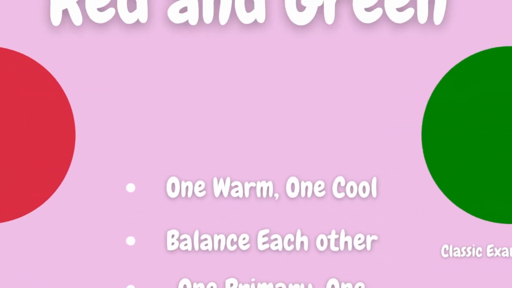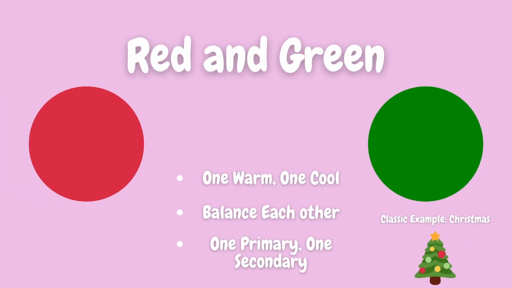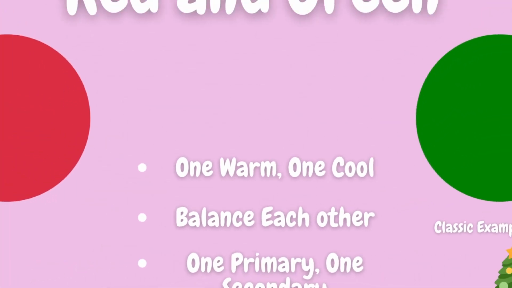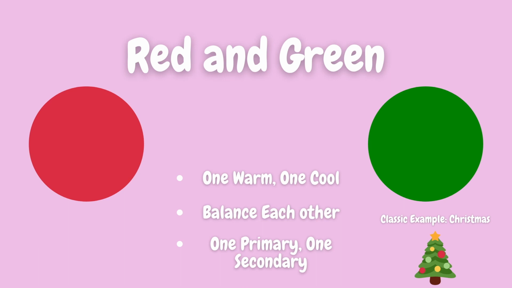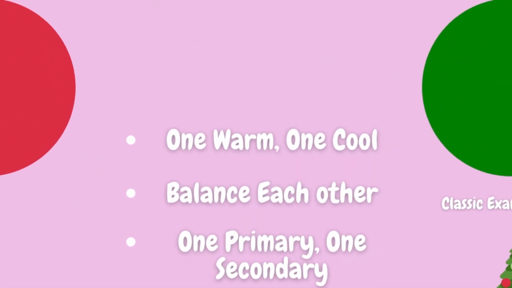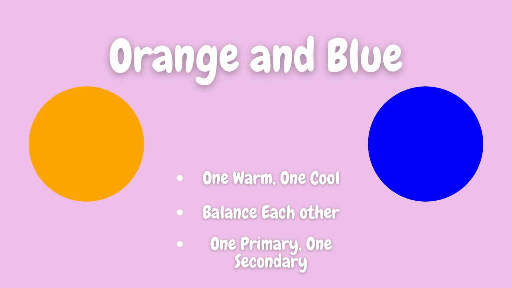In this instance, one color is warm while the other color is cool. Red is the warm color while green is the cool color. Additionally, they balance each other out. For example, if you have a painting and you believe there's too much red in it, to counteract it, you would add green in that area to balance it out. And finally, there's one primary color and one secondary color. Red is primary while green is secondary.